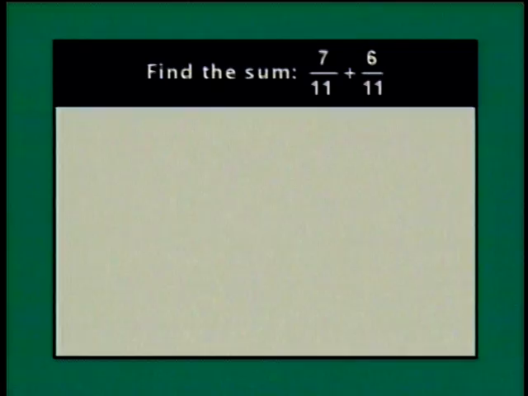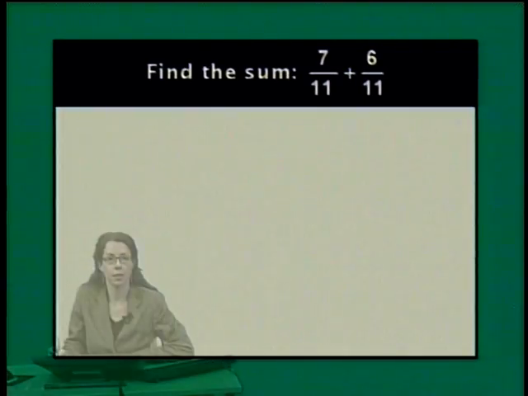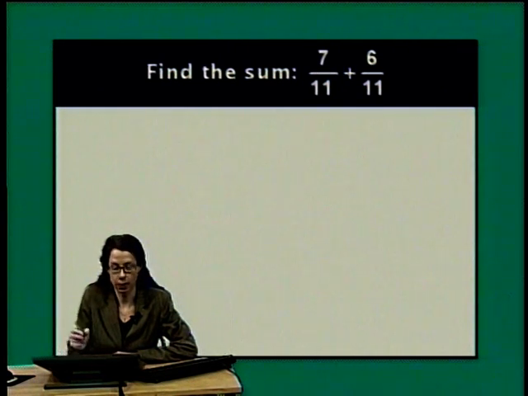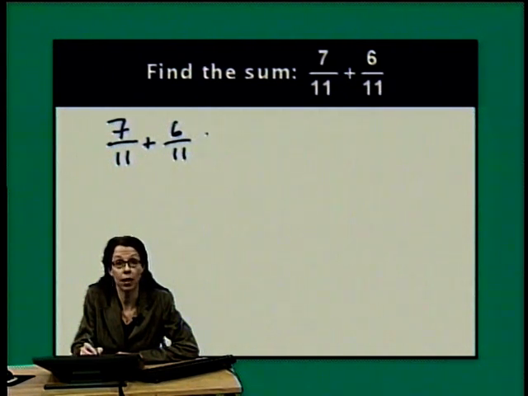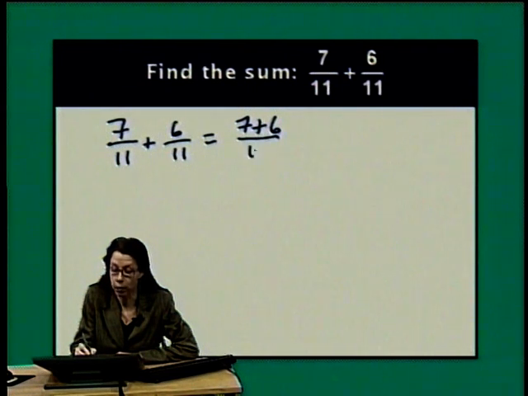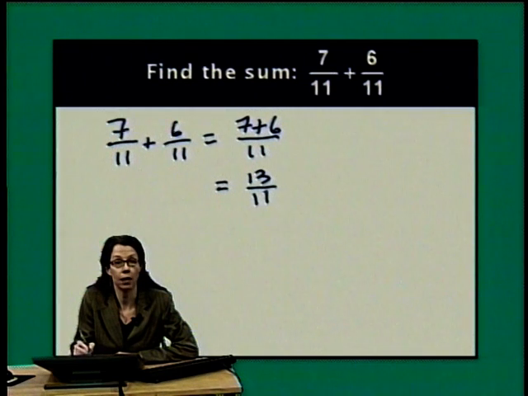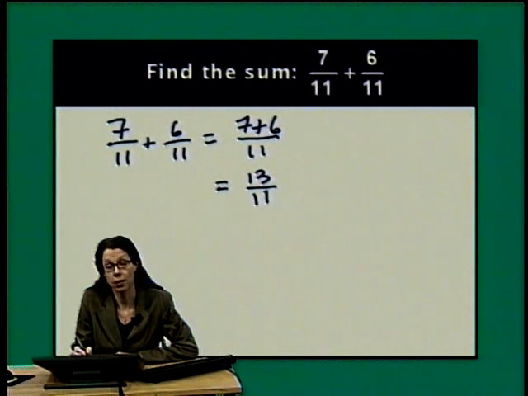So let's just work a couple more examples. Let's find the sum of 7/11 and 6/11. Of 7/11 plus 6/11, our strategy tells us to add the numerators, write the result over the common denominator. So we have 13/11. 13/11 is an improper fraction. The numerator is greater than or equal to the denominator. I could, if I want, write this as a mixed number.